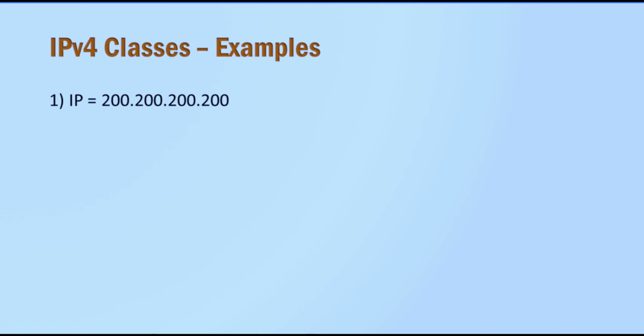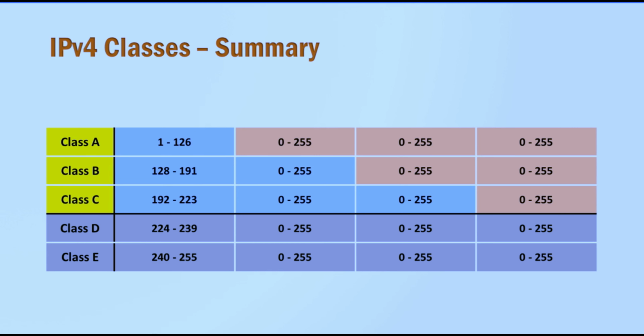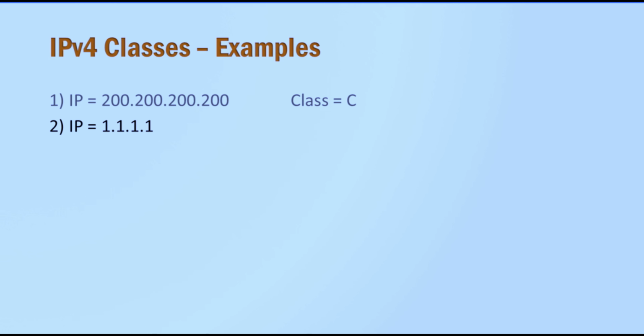So 200.200.200.200. Question for you is, which class does this IP address belong to? As we discussed, we only look at the first octet. So the first octet is 200. That, looking at this table again, would be class C. All right, let's go to the next example. 1.1.1.1. This is definitely class A.